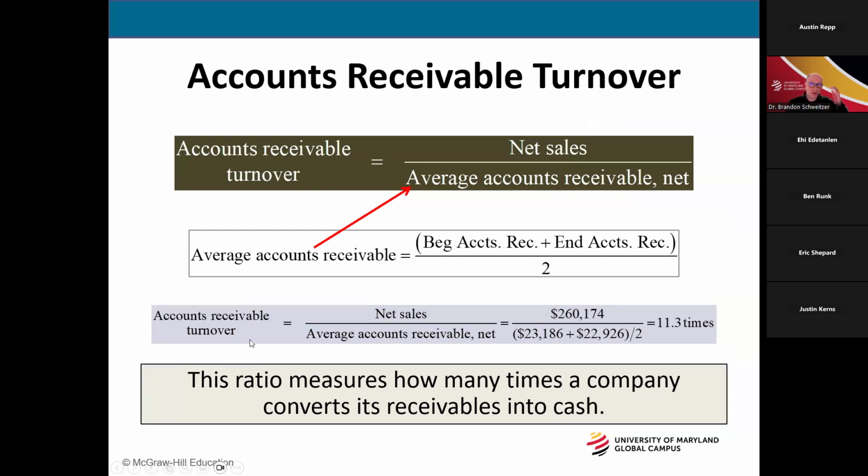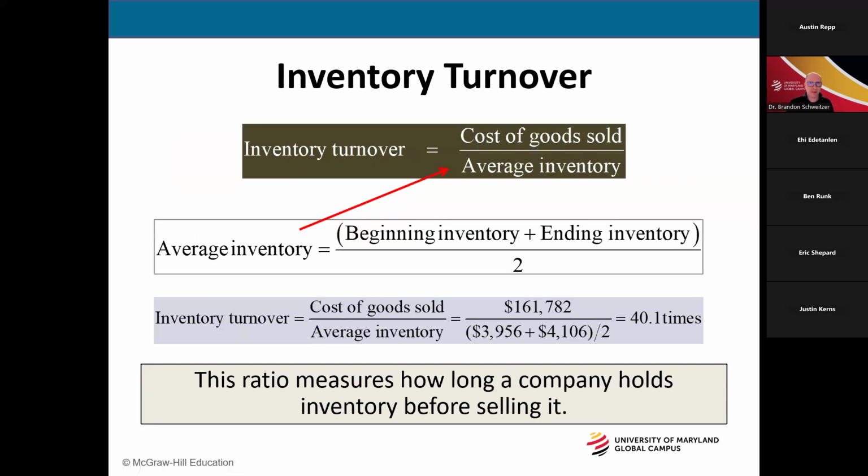Great question. Accounts receivable turnover: when you see the word average, it's beginning balance plus ending balance divided by two. Inventory turnover shows how effective the company is at selling through its inventory, or how long it takes for them to sell through their inventory. It's cost of goods sold divided by average inventory, beginning balance plus ending balance divided by two.